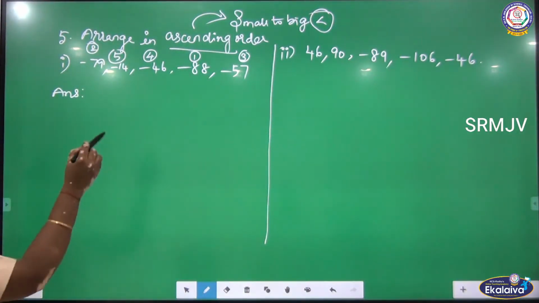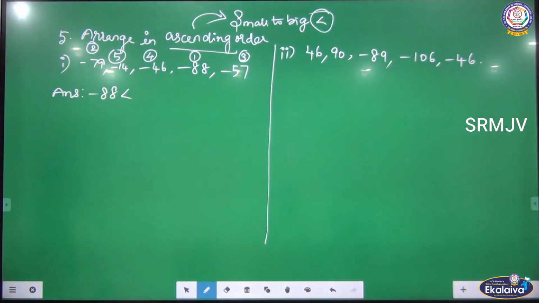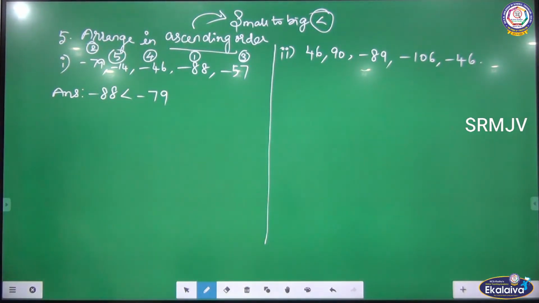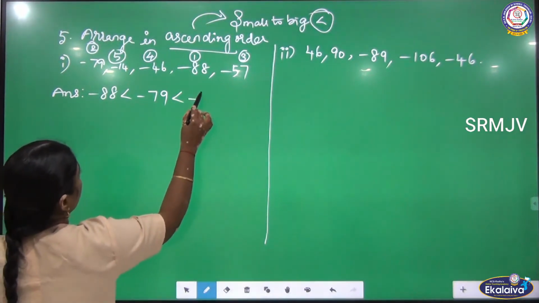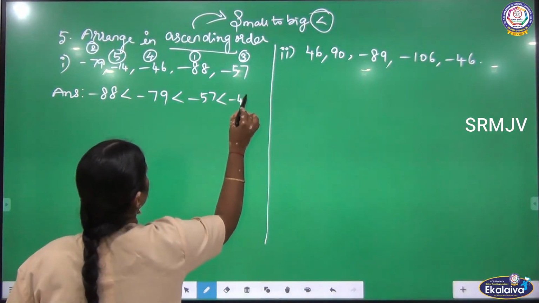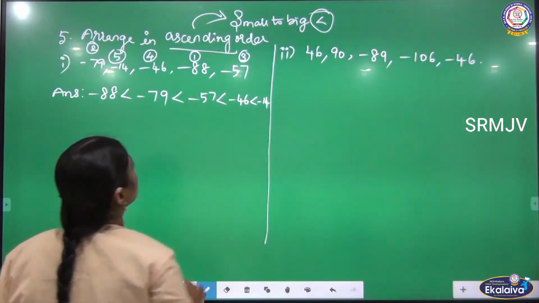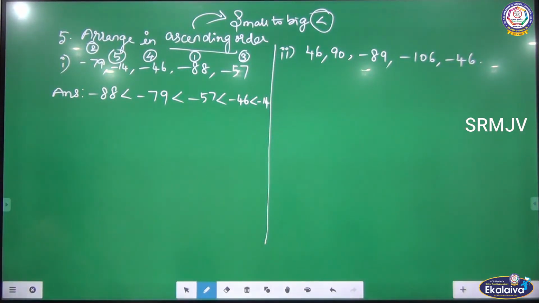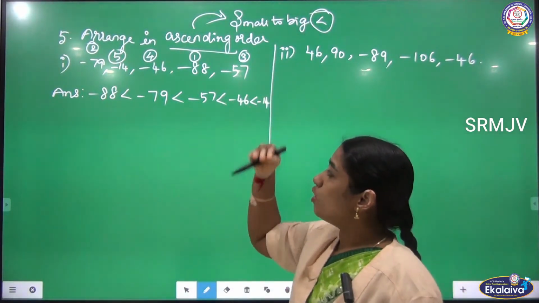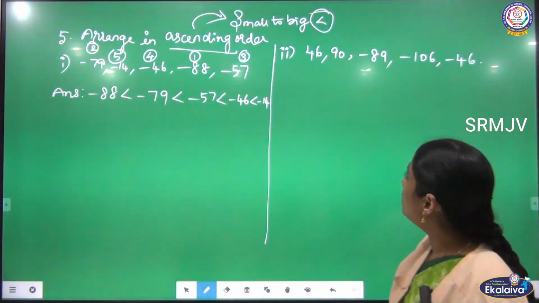Listen children, minus 88 less than, okay, what is the second one? Minus 79, which is less than, third one minus 57 less than, and fourth one minus 46 less than, and what about the fifth one? Minus 14. Okay, is it clear children? Is it clear? First you arrange at the top of the number and write according to this.